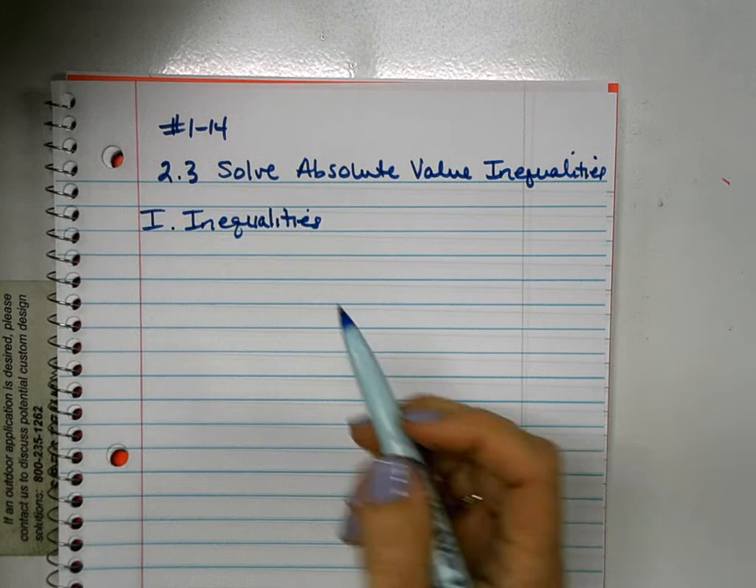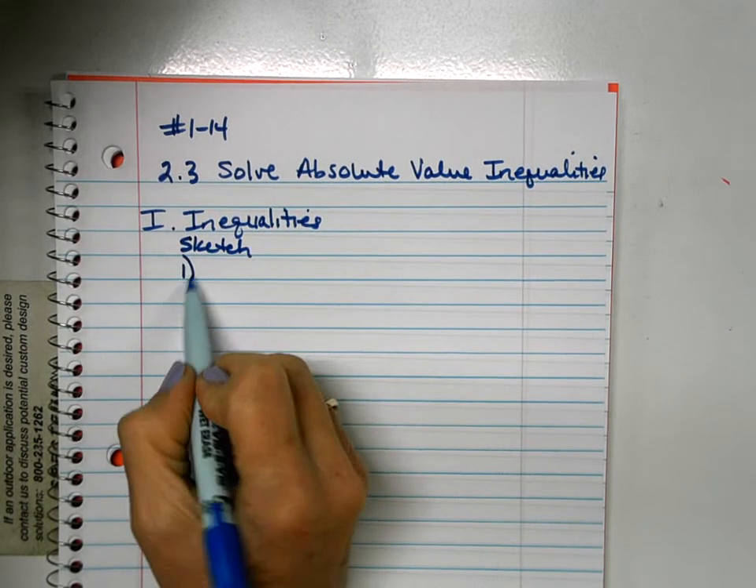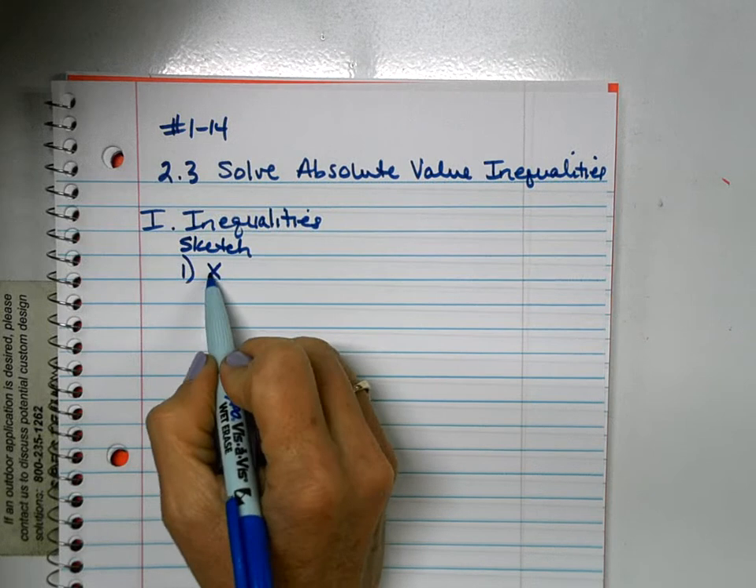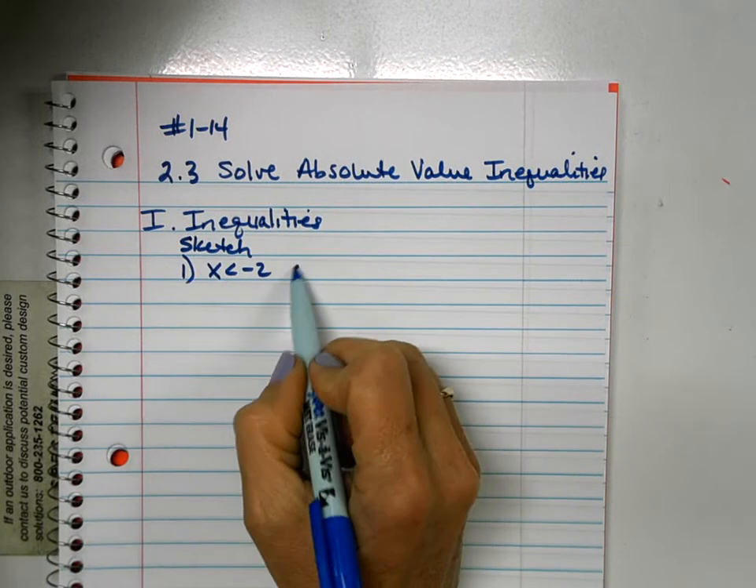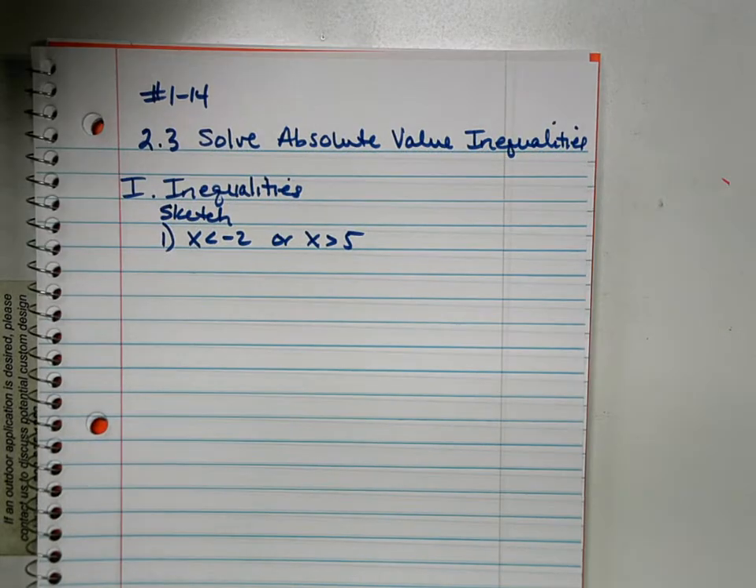If I ask you to sketch on a number line this: x is less than -2 or x is greater than 5. It may have been a couple years since you did this, so let's review what that means. I want a number that's either less than -2 or greater than 5. If I asked you, is 6 either less than -2 or greater than 5, would that be true or not?